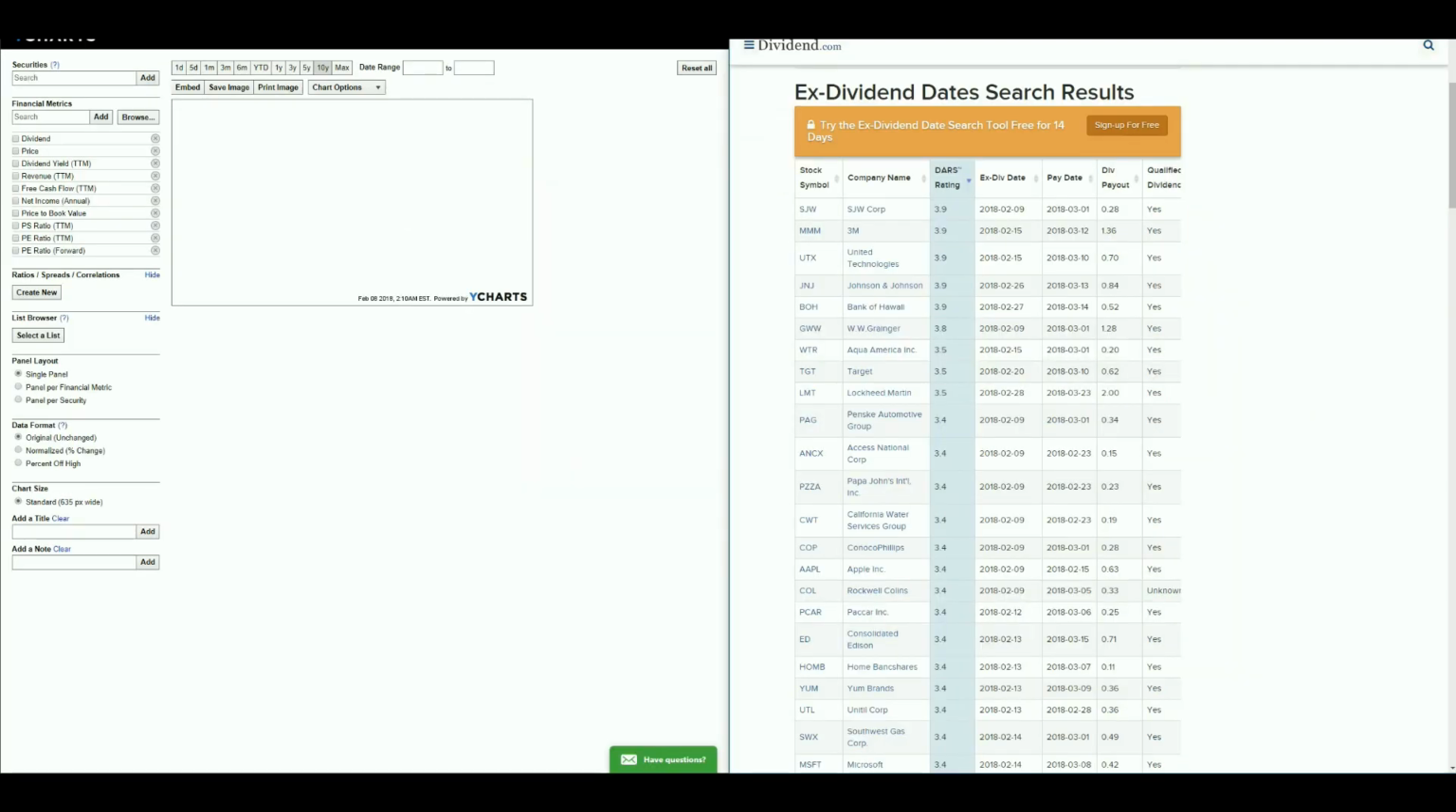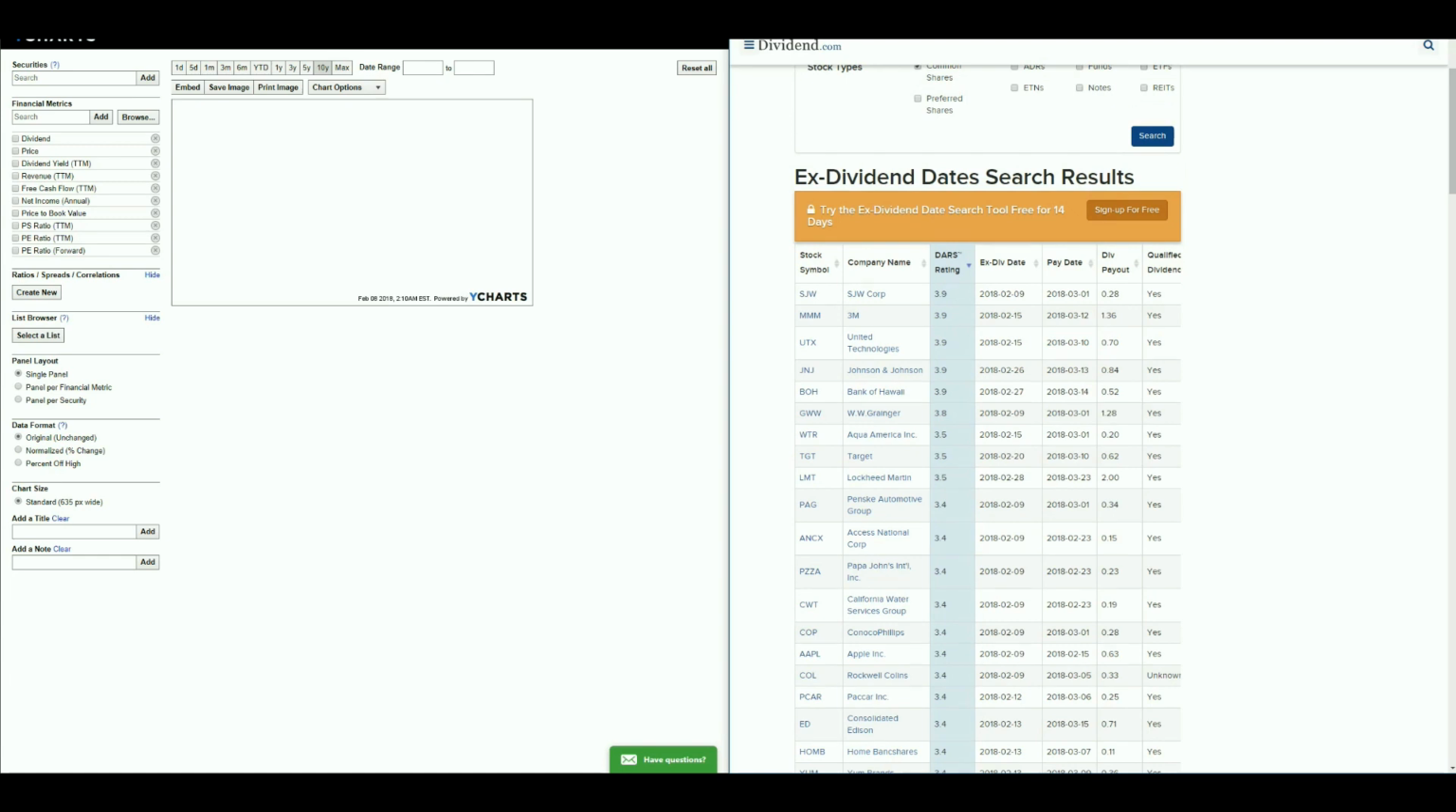Let's go ahead and enter these stocks into our YCharts. So on the left hand side here, if you don't know how to access YCharts, there'll be a link in the top right corner. I'll go ahead and show you how I access YCharts.